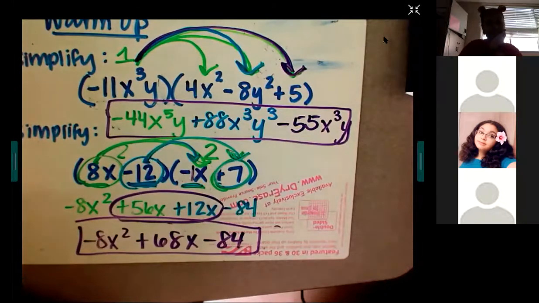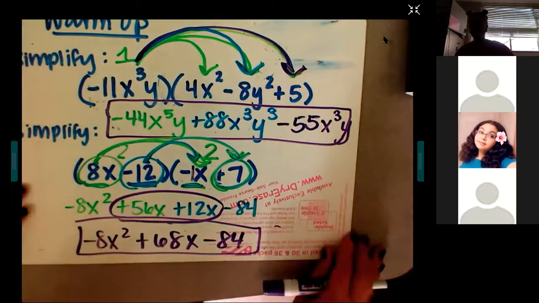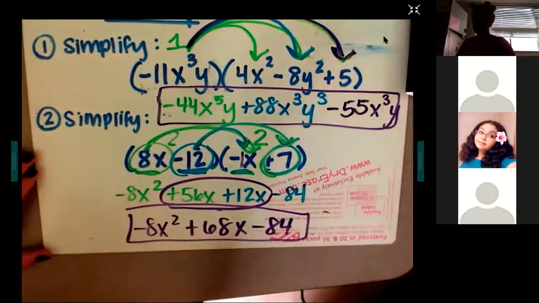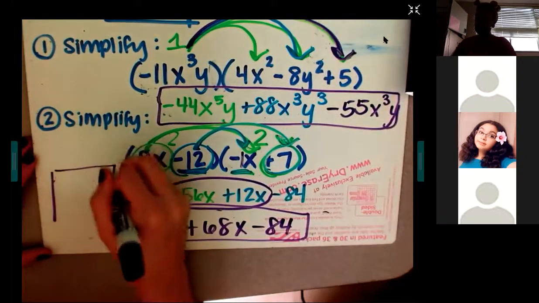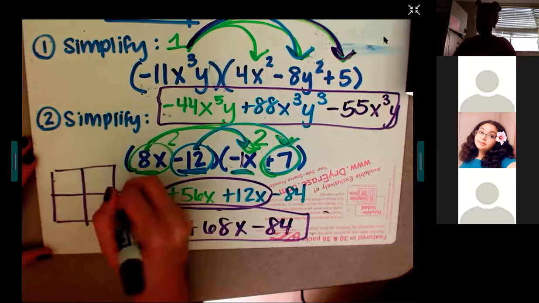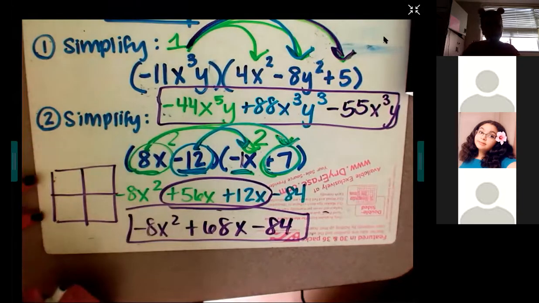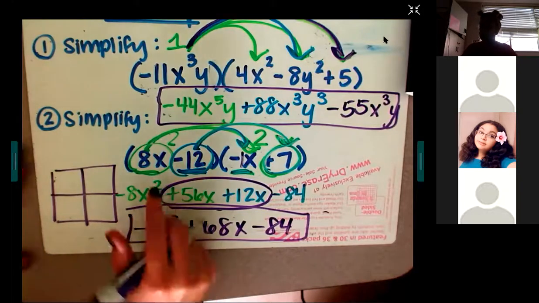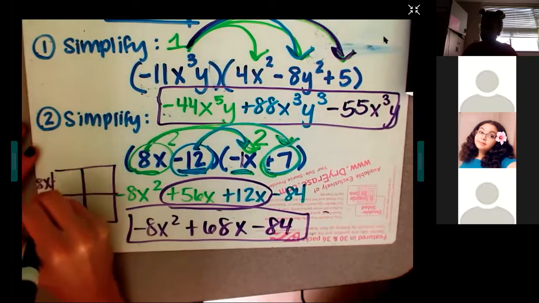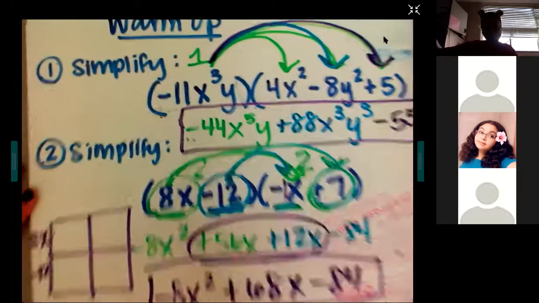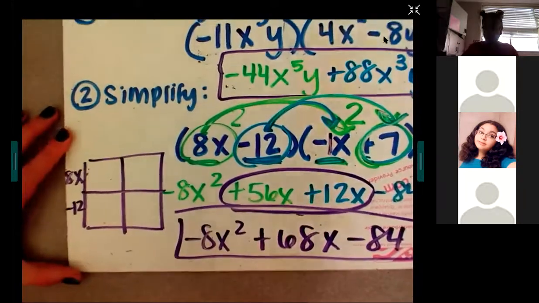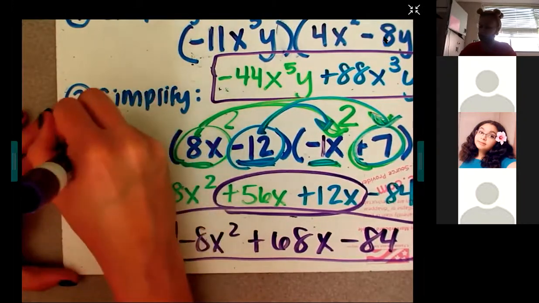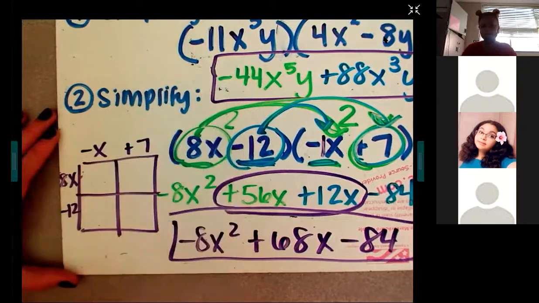Yes, ma'am. All right. So let me show you how you would do it with a box if you are a boxer. We got 2 terms by 2 terms. So that means I need 4 boxes, 2 rows, 2 columns, right? Your first one goes down the side. So this is 8x minus 12. I'll zoom it in so y'all can see. And your second polynomial goes across the top. So that was negative x plus 7.